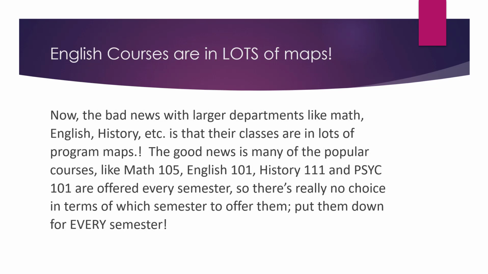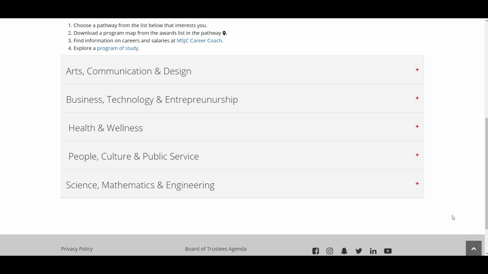How about English? Now, the bad news with larger departments like Math, English, History, etc., is that their classes are in lots of program maps. The good news is many of the popular courses like Math 105, English 101, History 111, and Psych 101 are offered every semester. So there's really no choice in terms of which semester to offer them. Put them down for every semester.